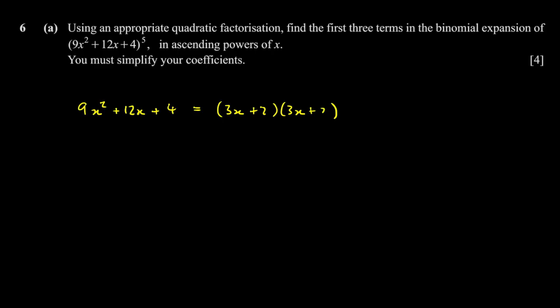We can just double check that. 3x times 3x is 9x squared. 2 times by 2 is 4.